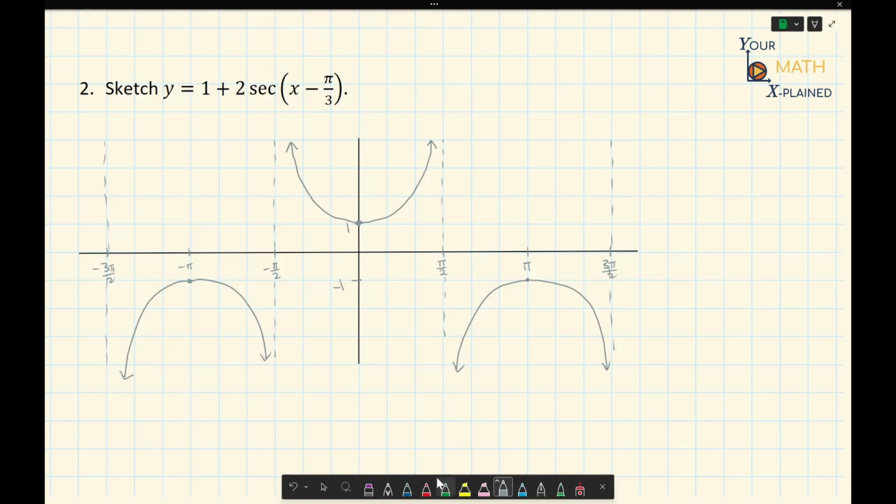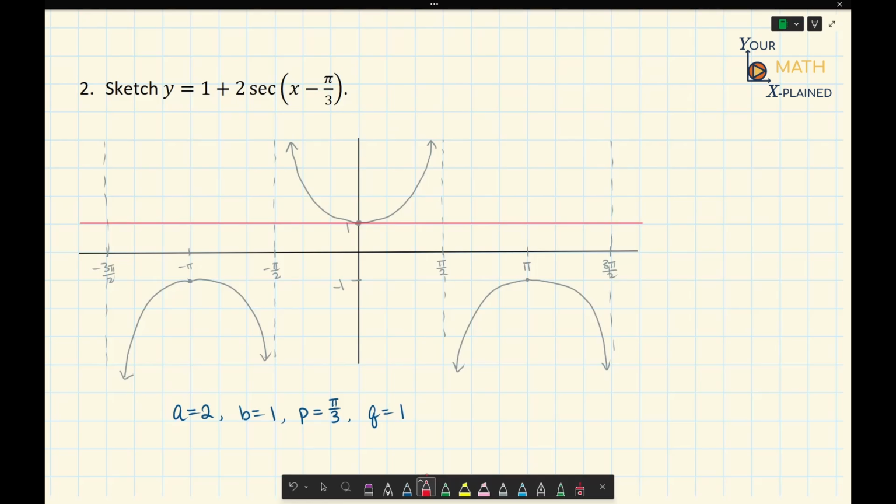Now for this transformed secant function, let's go ahead and write down our important values. So we have a is equal to 2. Our b is equal to 1. Our p is equal to pi over 3. And then our q here is equal to 1. So what the q value tells us is that our midline is now at 1. So let's go ahead and draw that. That'll be right over here.